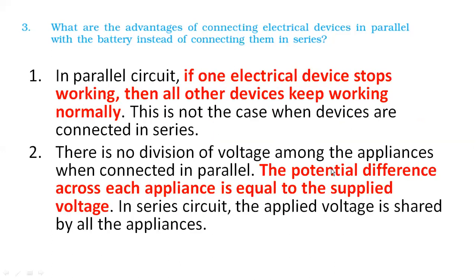Second difference is that potential difference is same. You already know what is same in parallel circuits, potential difference. So that means every device will get same potential difference. That is very important. Okay? Main advantage of parallel circuit is what? Potential difference across each appliance is equal to the supplied voltage. The other meaning of this statement is what? Potential difference is same for all the devices.